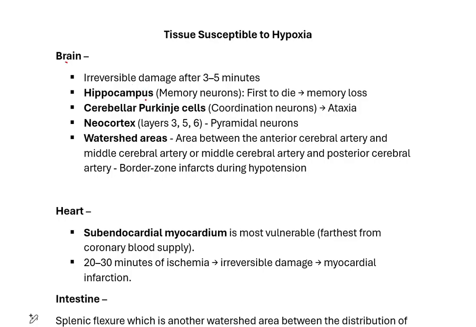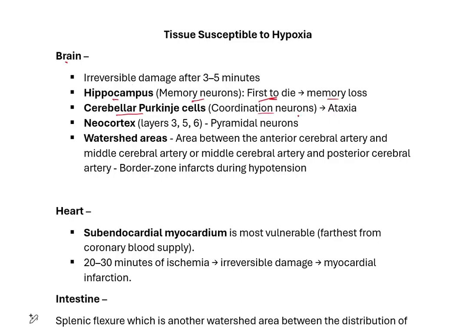Cellular changes. So in the brain, the areas that are going to be affected: the hippocampus could be affected. The hippocampus has the memory neurons, and it's usually the first to die. So that could lead to memory loss. That's why patients who have hypoxia could have memory loss. Cerebellar Purkinje cells, which help with coordination, are our coordination neurons. So that could lead to ataxia.